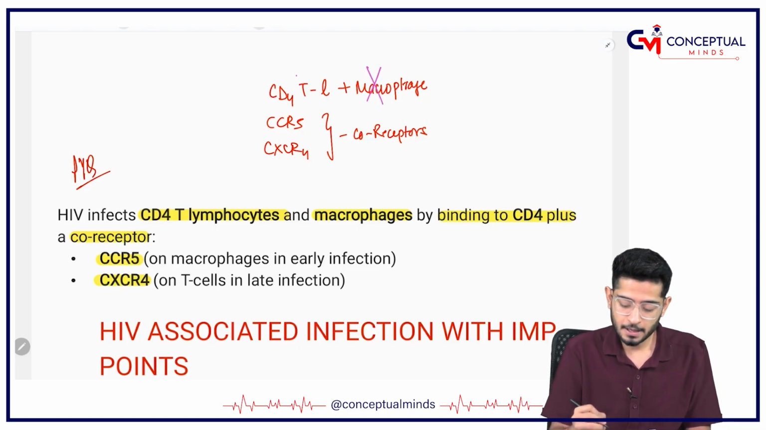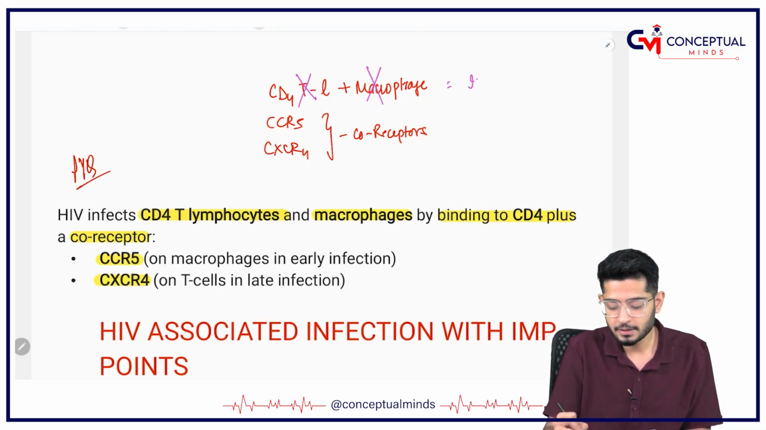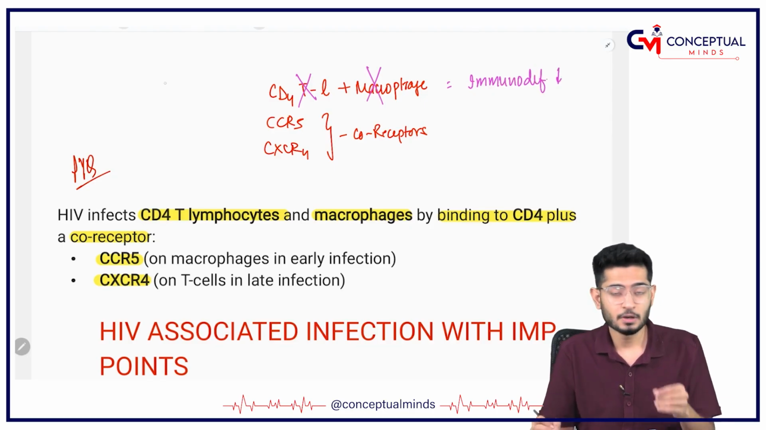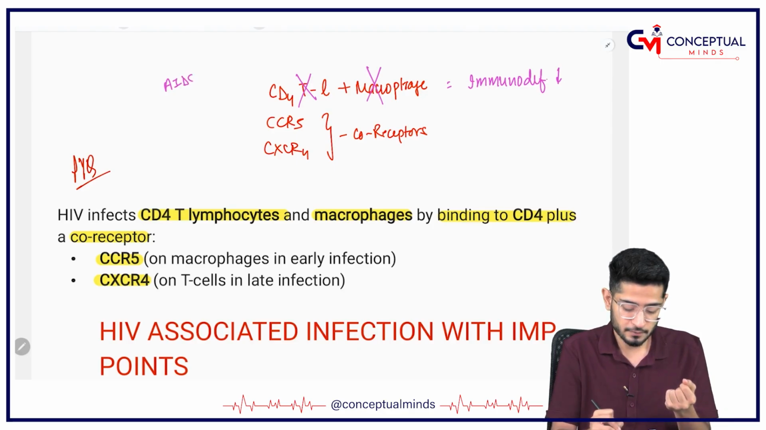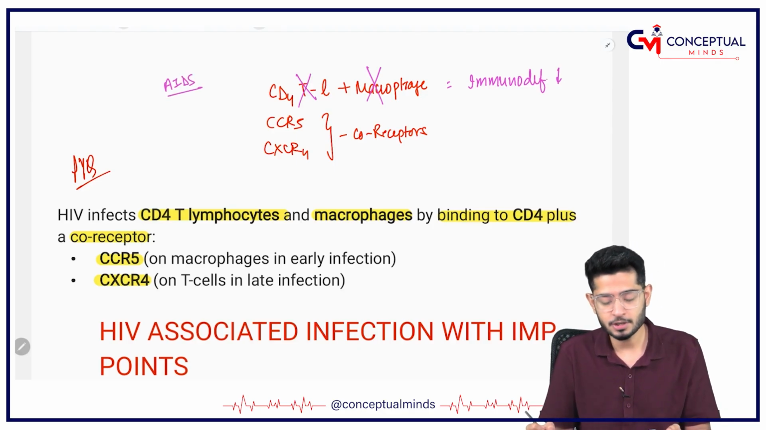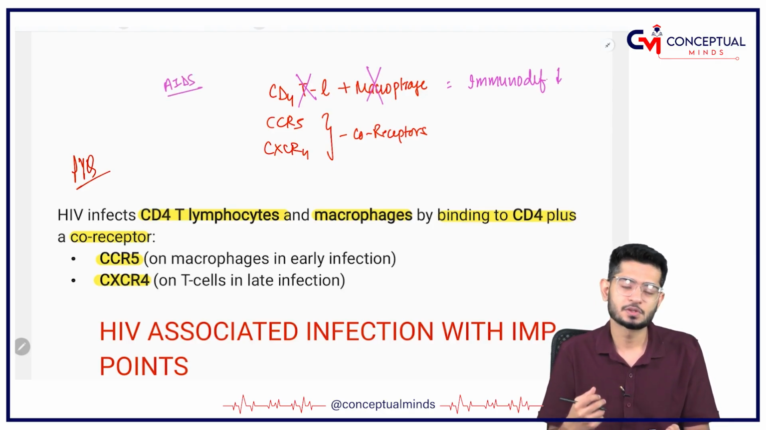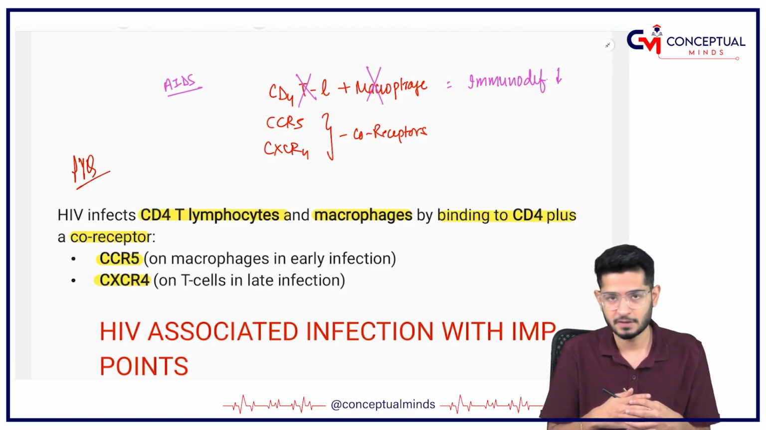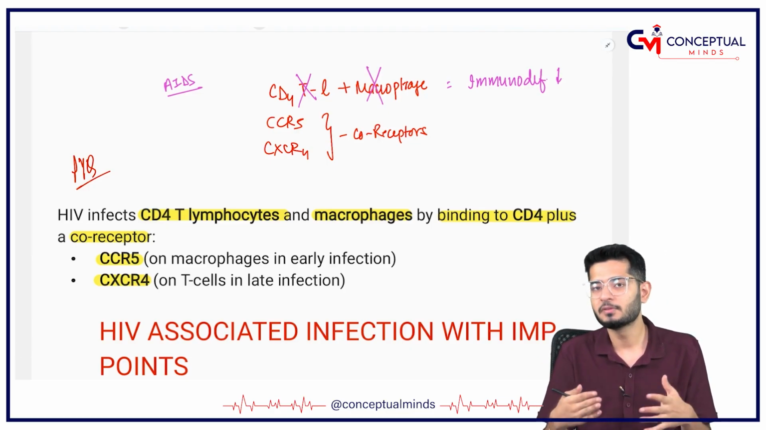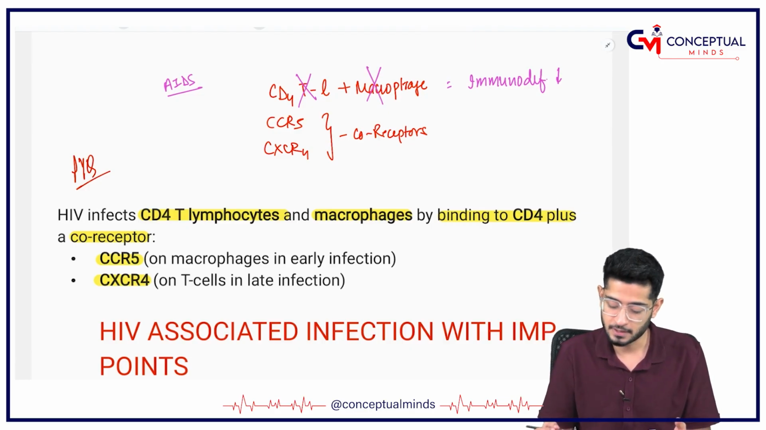So, it will kill the macrophages and T lymphocytes, so definitely the immune system is going to decrease. That is why it is called acquired immunodeficiency syndrome. You got it? Yes. So, the immune system gets weak, and obviously infections are going to come. There will be fever, lymphadenopathy and opportunistic infections.